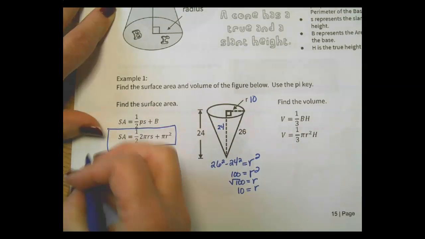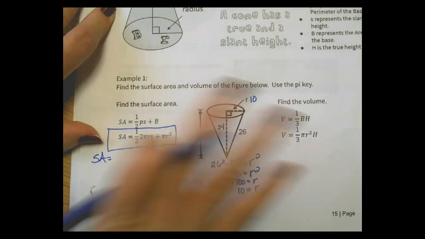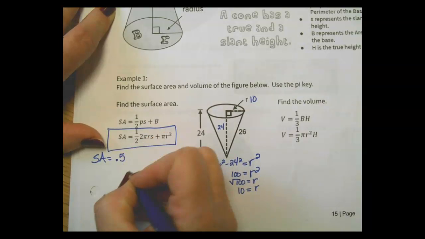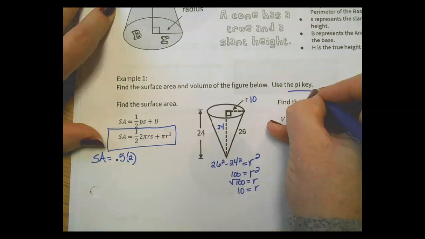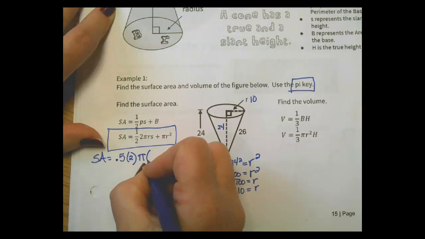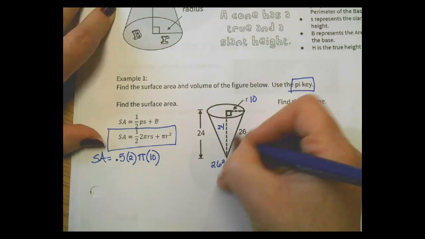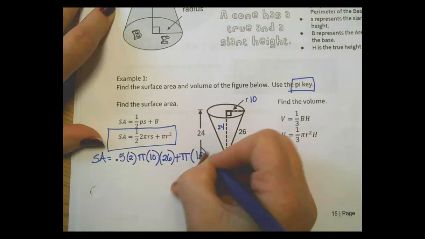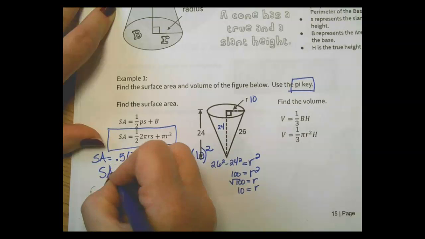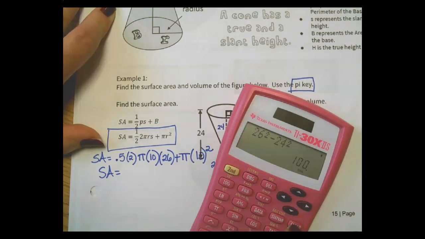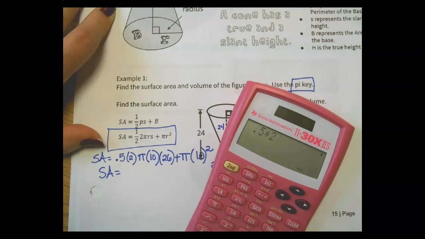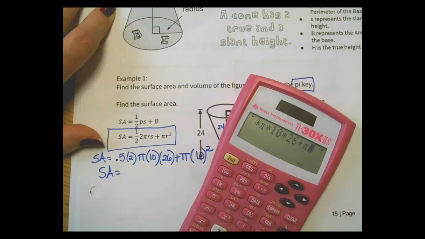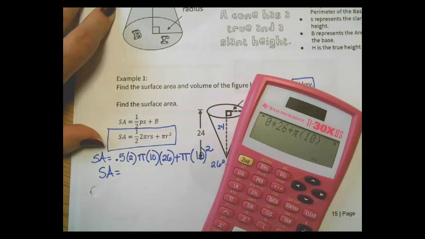It seems super easy. Surface area is equal to, I like this one, cylinders and cones are good because it's not really hard to find things out. So we have 1/2, and I always use 0.5, times 2 pi, it says to use the pi key, so we're going to use that pi key, times our radius. Our slant height is 26, plus pi, and then my radius is 10 squared. All you have to do is punch that all into your calculator. So let's do that. For the 10, make sure you put the squared on the outside.